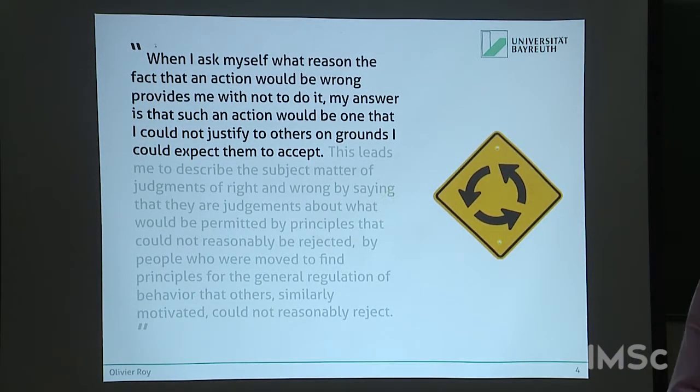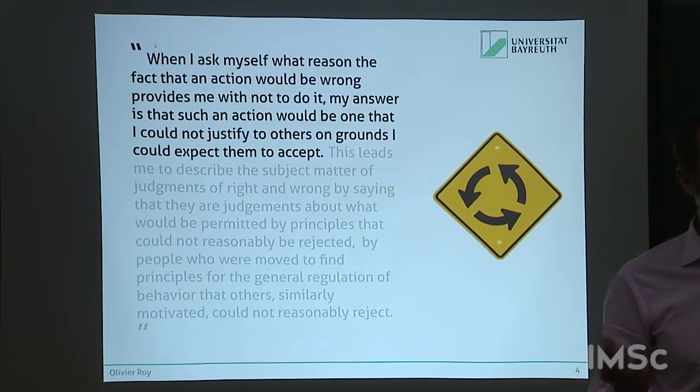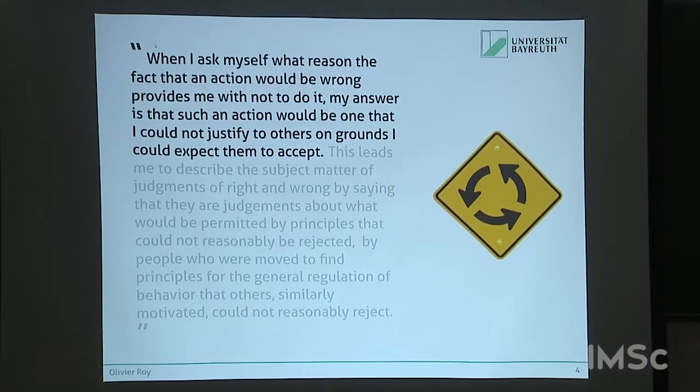So the idea here is that you ask yourself, why shouldn't I do wrong things? You're telling me, this is wrong, don't do this, and I'm asking why. And Scanlon says, well, one answer is that you could not justify it to others on grounds that you could expect them to accept. Here's a ground that you should not expect.